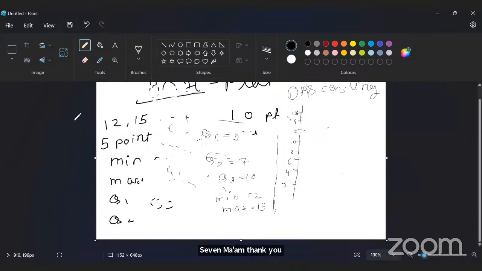After 14, is it 15 or 16, ma'am? After 14 on the vertical axis it is 16. Ma'am, it should be 15 because the maximum is 15. This is just my scale, axis. I have taken an interval of 2, so I have mentioned 16 only. We will plot the points, then we will consider the 15.